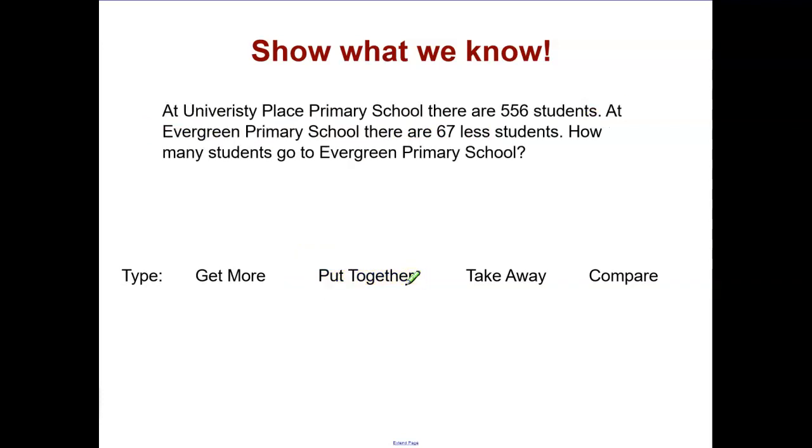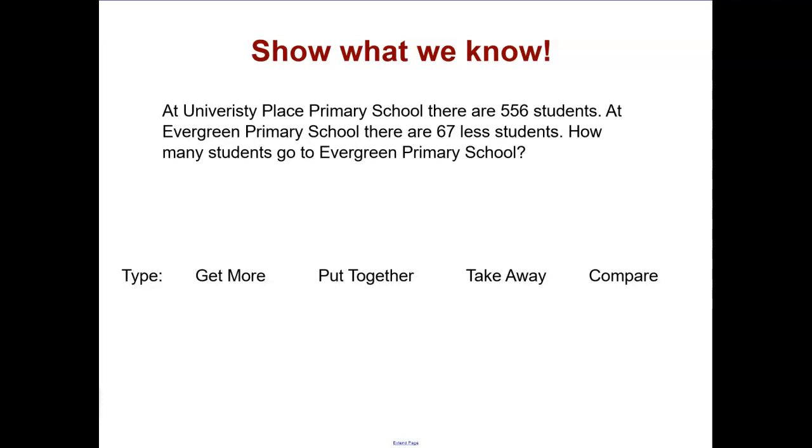I knew it. Okay, next, boys and girls, at UPP, there are 556 students. At Evergreen Primary, there are 67 less students. How many students go to Evergreen? Take a second, pause the video, use your helper to look for key details to help you determine the problem type. Did you use your helper?